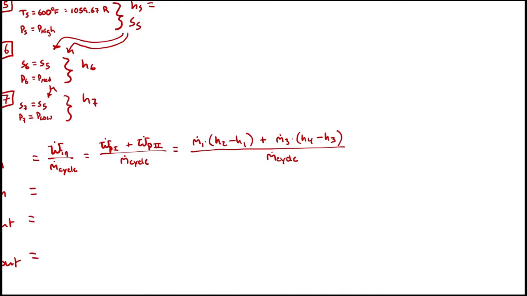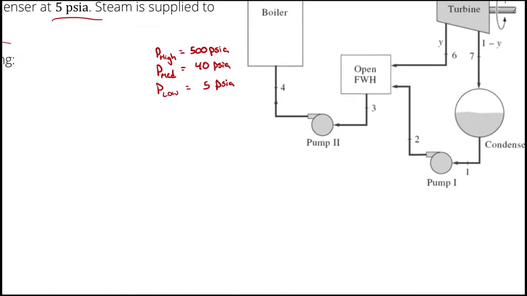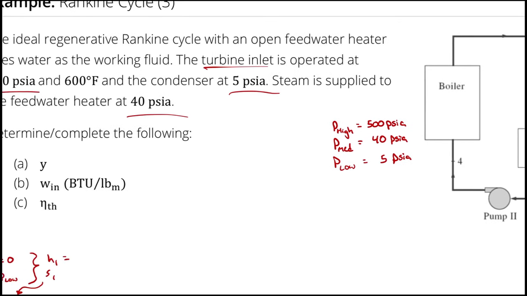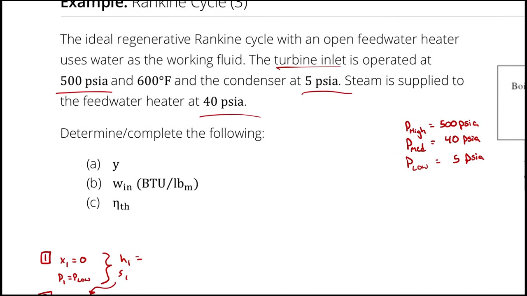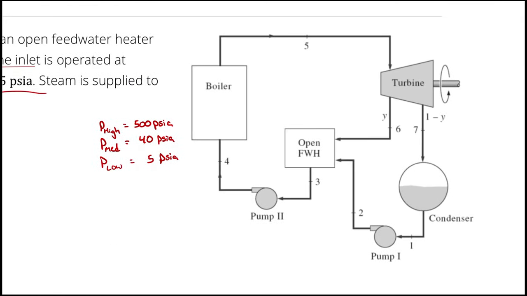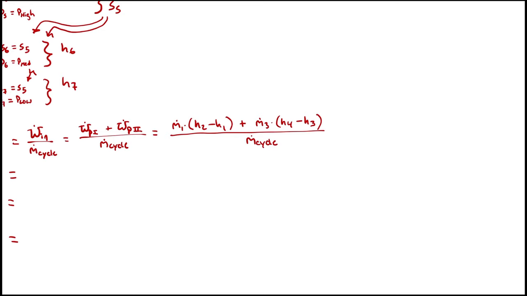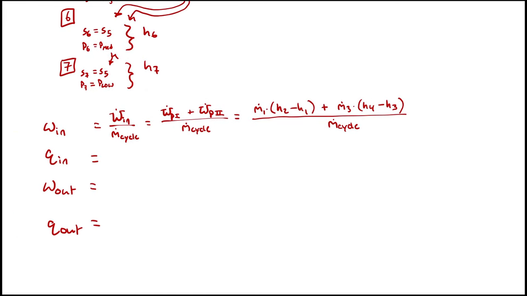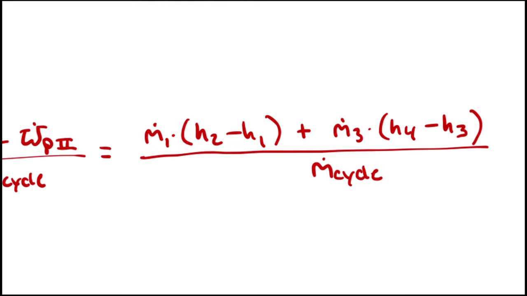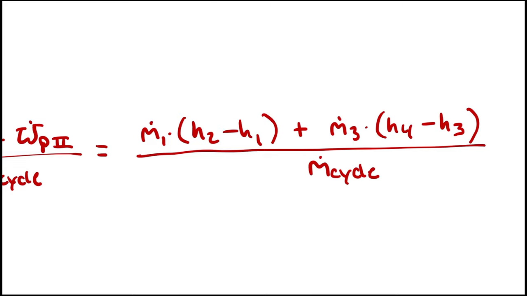And at this point, we have a problem. And that problem is we don't actually know the mass flow rates. We have no indication as to how big this cycle is. Since we can't calculate the mass flow rates, we can't calculate the specific work in, the specific Q in, the specific work out, and the specific Q out, right? We can, because we don't actually care about the mass flow rates themselves. All that really matters for this calculation is the relative proportion of the mass flow rates.